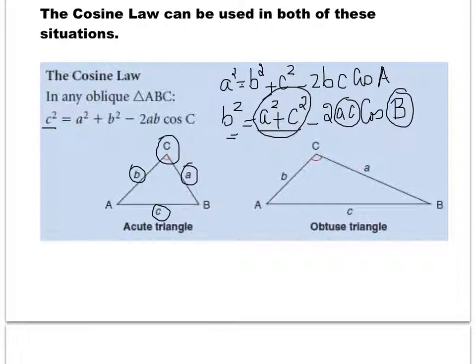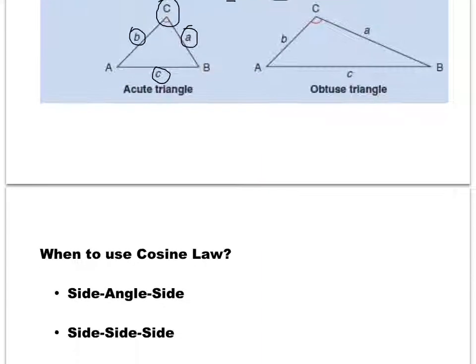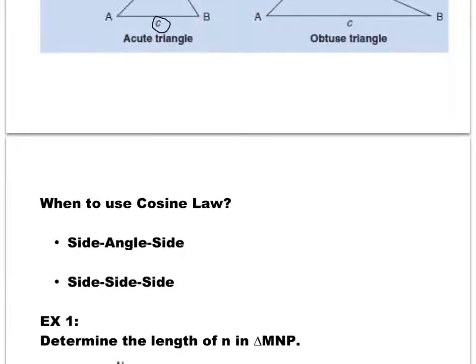Now, let's do a couple of examples here. Before I go to examples, let's see when you can use the cosine law. The cosine law can be used in two situations: when you have two sides and the angle between them, or if you have three sides. In either case, use cosine law. Do not try the sine law because it's not going to work.